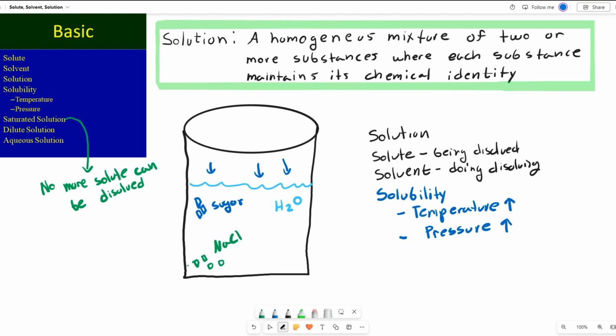A saturated solution is easy to detect because you'll see solid particles floating around or sitting at the bottom of the solution. So if you have a solution and you don't see any solid particles floating around in it, it's not saturated. Then it would be called dilute. Dilute is when you can dissolve more solute.